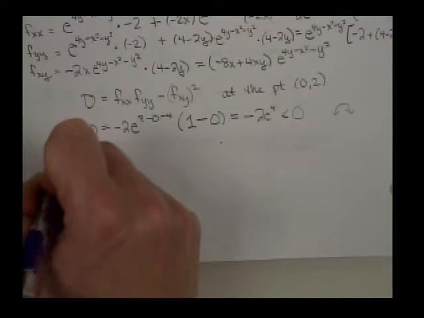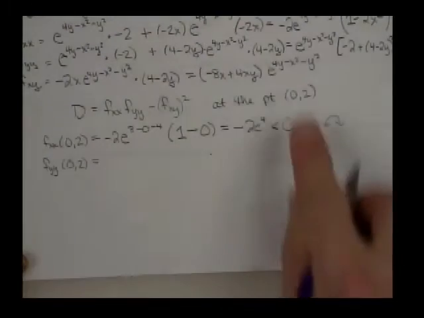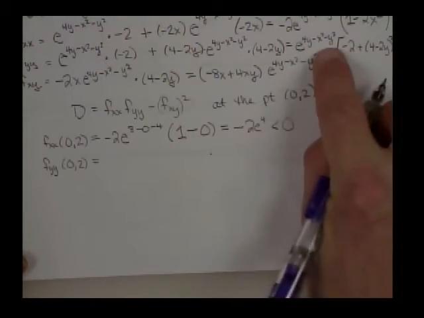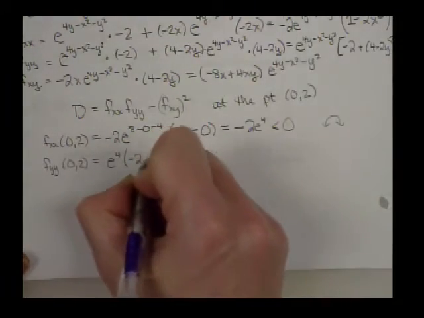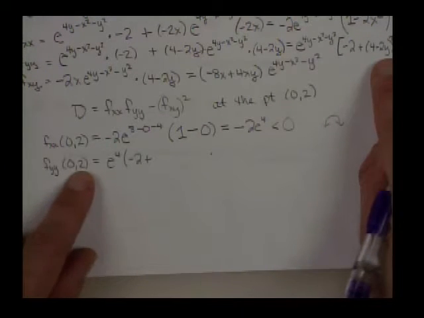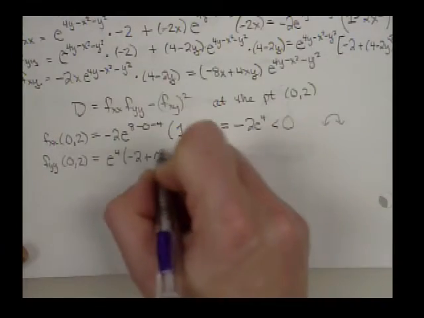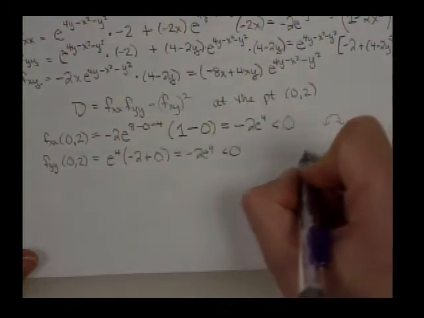And now let's find f sub yy at (0, 2). Okay, so I know the e part is going to be e to the 4th times negative 2 plus 4 minus 2y. Well, that's 4 minus 4, so that's just 0. So we have negative 2e to the 4th again. So as long as the whole expression D is positive, then it will be a local max. Okay. So, but we should find f sub xy still.